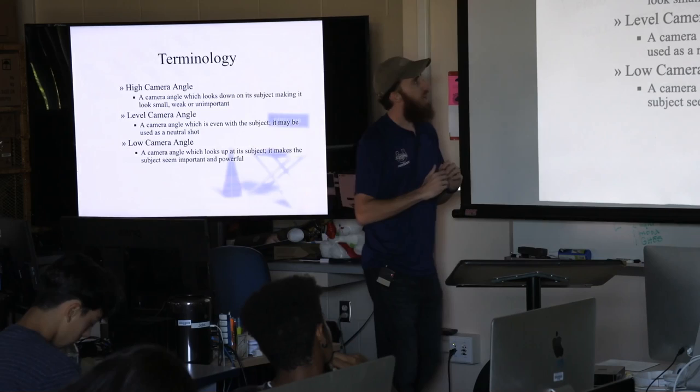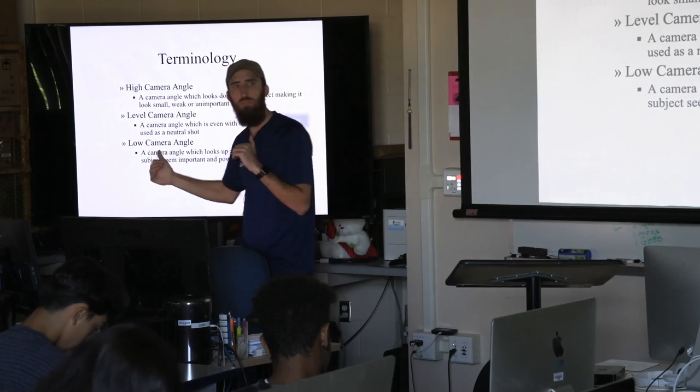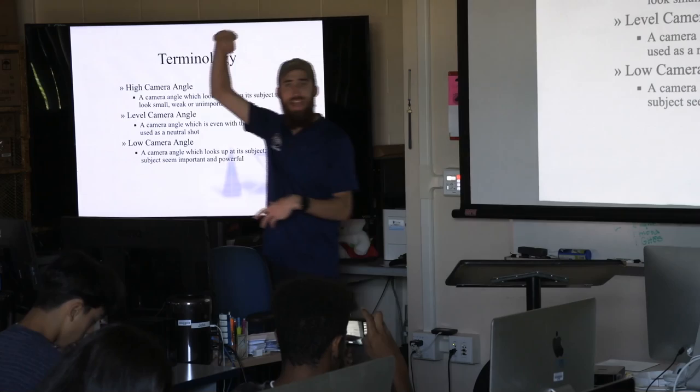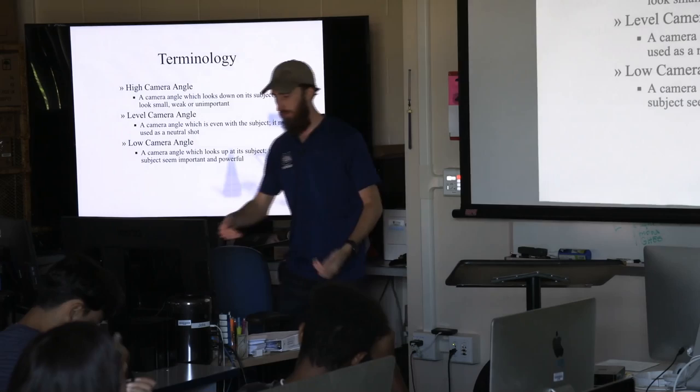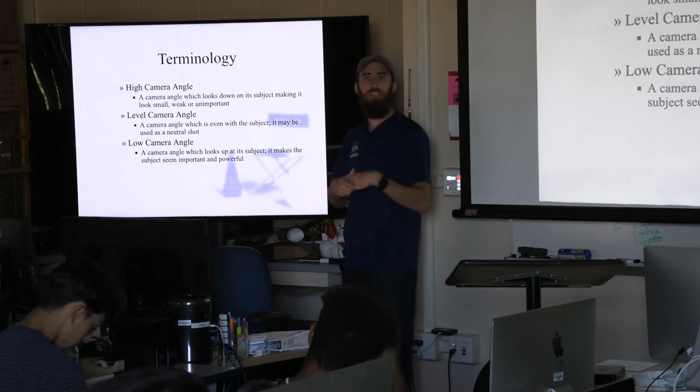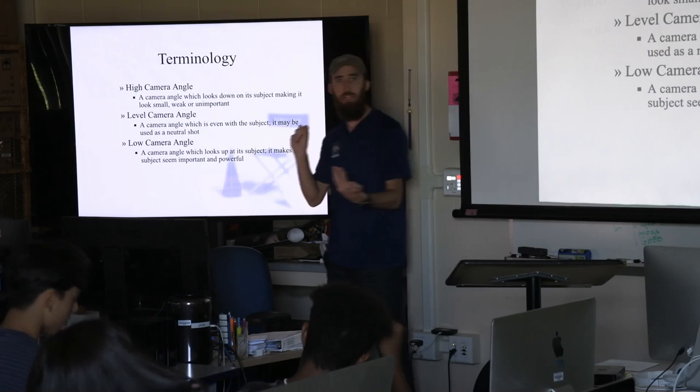A high camera angle is what we saw in that opening shot of Hamish's video for 23andMe with the little boy. The little boy is down, the camera is up high. That high camera angle looks down on its subject, making the subject look small, weak, and unimportant. When you look at a child or a baby like we did there, you'll notice that kid looks unimportant. He's just staring, very, very weak. Anyone can come and pick up that baby and go do whatever they want with it.